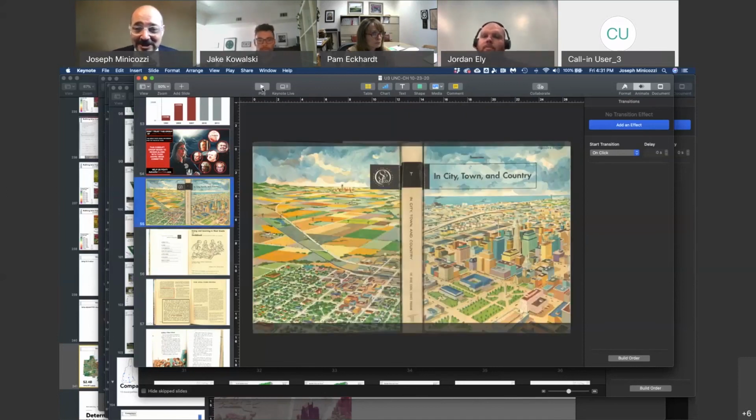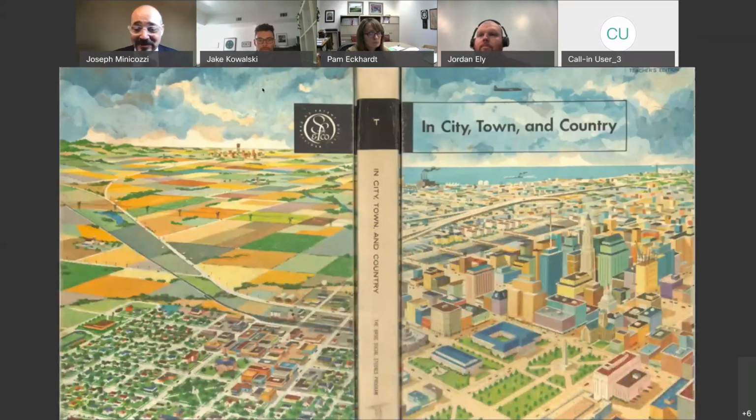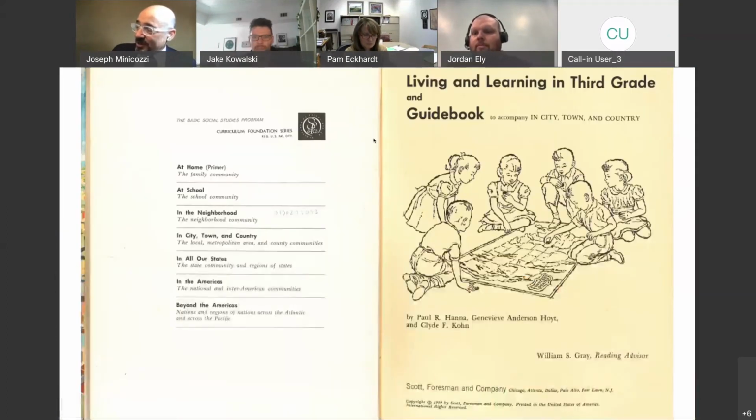Jordan, if you could email me, I've got this whole book scanned. Anybody that wants this, just email me and I'll send it to you. It's a PDF of a book called The City, Town, and Country. So we have the city, the town, and the country. This is the teacher's guide. This is a 3rd grade textbook from 1959.